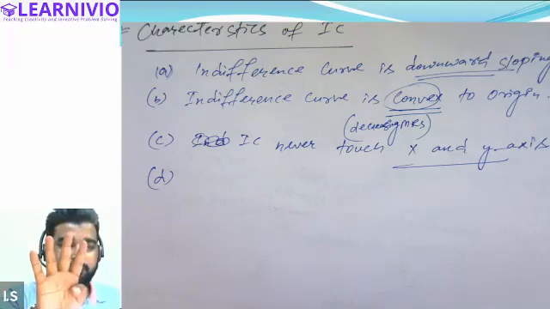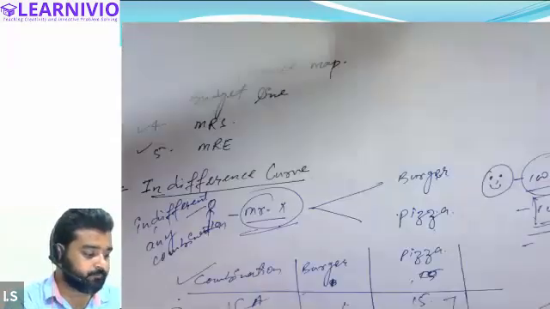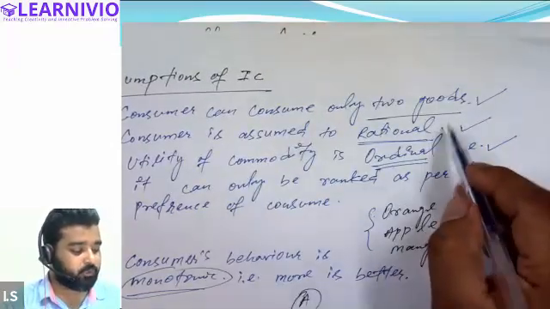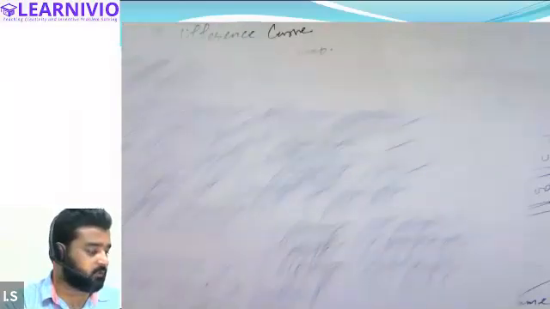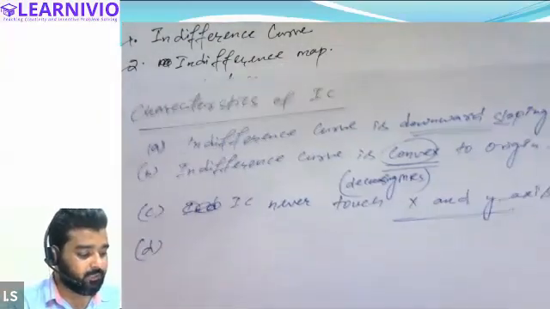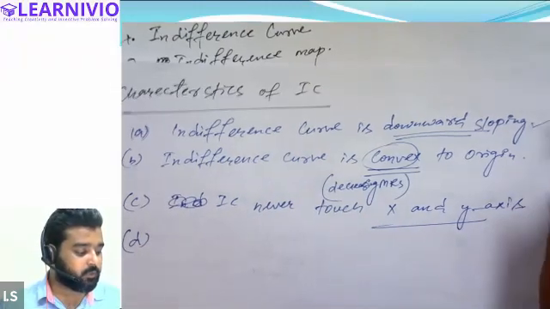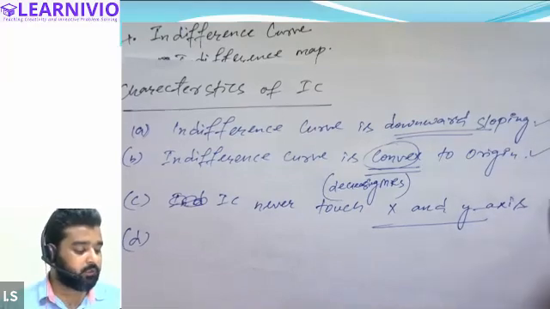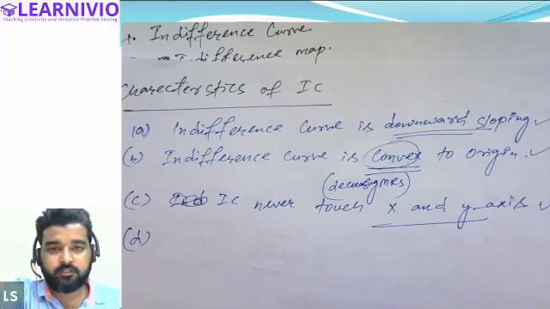Assumptions, I have told you 4 assumptions. In characteristics, till now, we have covered 4 characteristics. The assumptions were 2 commodities: the consumer can consume only 2 goods. Then the consumer is assumed to be rational. Utility of a commodity is not cardinal, rather it is ordinal, and the consumer's preference is always monotonic, that is, he will always prefer more units of the commodity as compared to fewer units. And in characteristics, we have covered that the indifference curve is downward sloping, it is convex to the origin, and it never touches the X and Y axis. So all of these topics we have covered in this session.